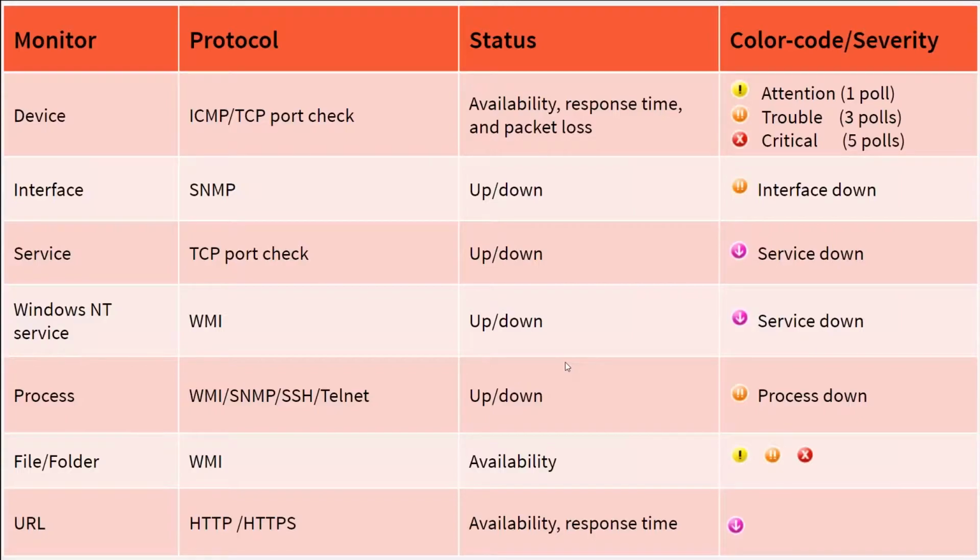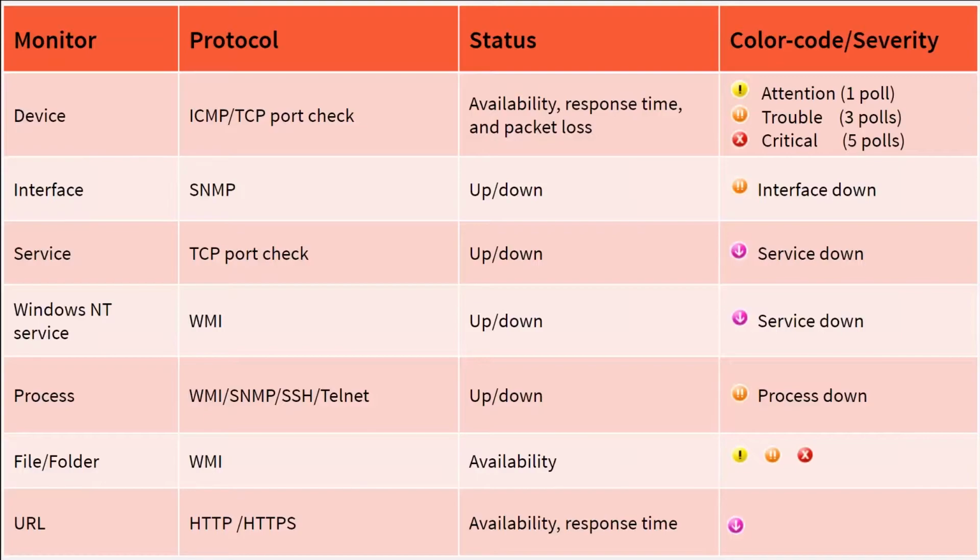When we talk about monitoring availability, there are a few protocols used by OpManager. For device monitoring, we use ICMP ping or TCP port check to check the availability, response time, and packet loss of a device. We have a severity noted as attention in yellow when a device misses one poll. A poll is nothing but your monitoring interval.